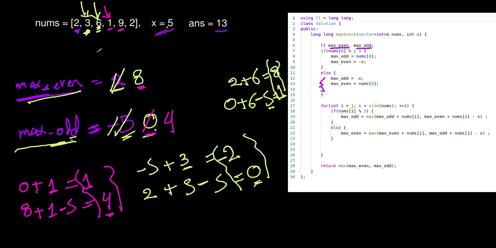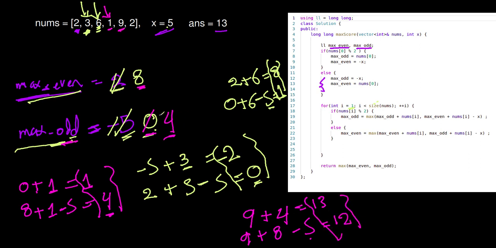Then the next number is odd, which is 9. Now 9 plus, what is the value at odd? It is 4. And what's the value of even? 9 plus 8 minus the cost. So 9 plus 4 is 13. 17 minus 5 equal 12. What is the maximum? It's 13. So since this is odd, max odd is 13.